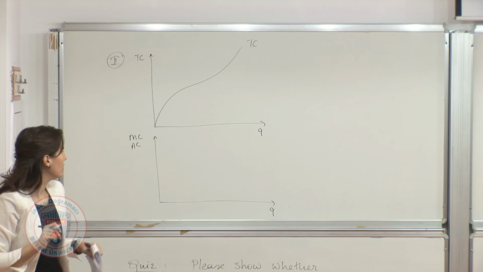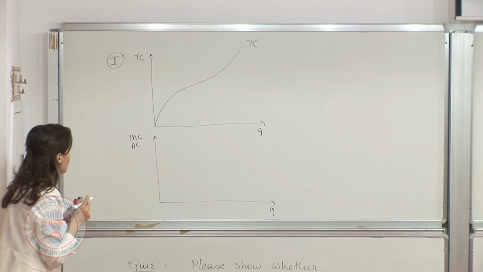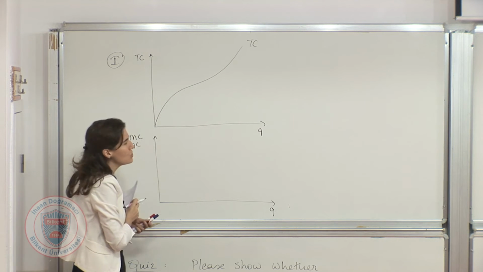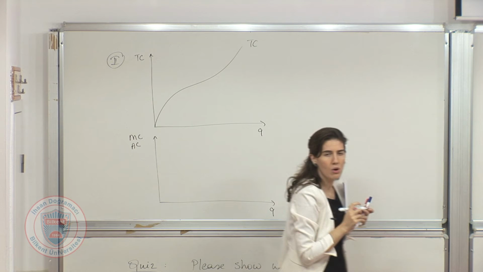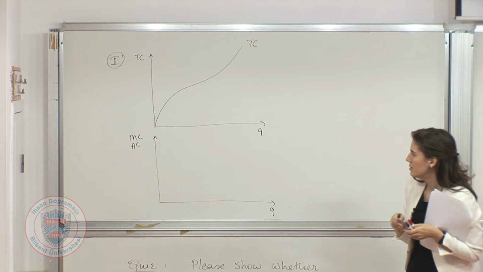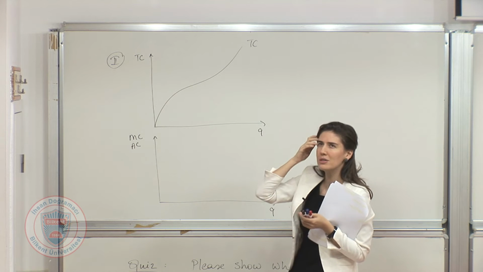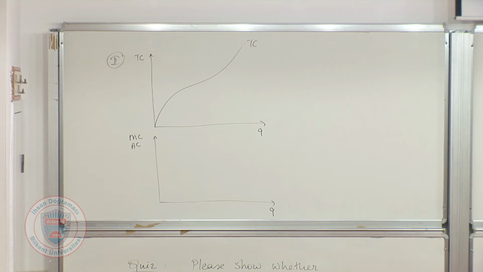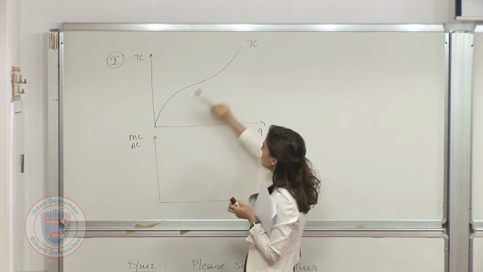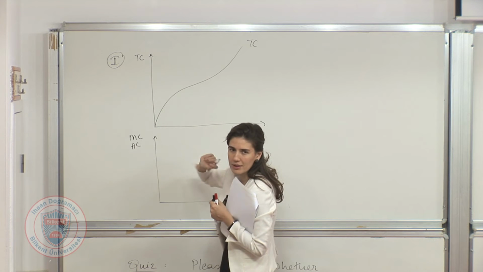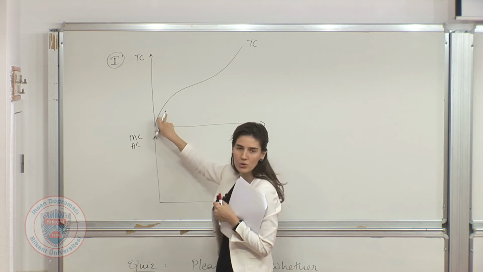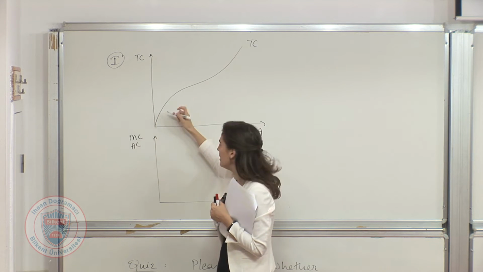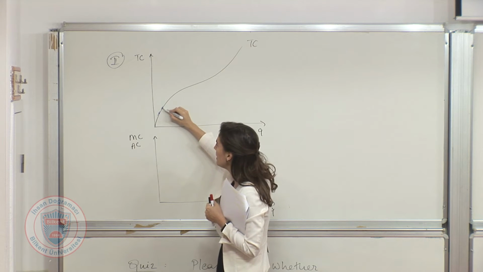Now let's try to figure this out. What's happening? If I want to draw the marginal cost, remember, marginal cost was the derivative of total cost with respect to Q. When I take the derivative of this function with respect to Q, it's the slopes, right? So what's happening to the slopes?